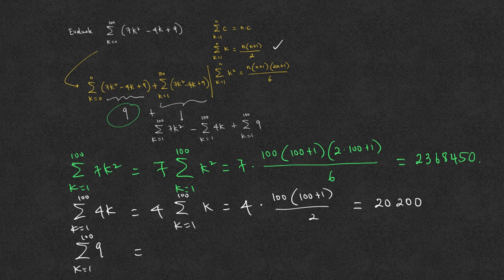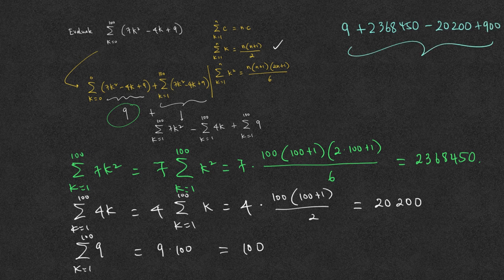And for the last sum, k goes from 1 to 100 of 9. This is the sum of 9 plus 9 plus 9, 100 times. So this is 9 times 100, which is 900. And so the given sum is 9 plus 2,368,450 minus 20,200 plus 900, and this will give us 2,349,159.